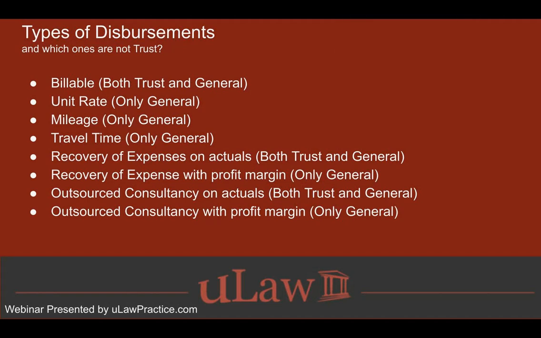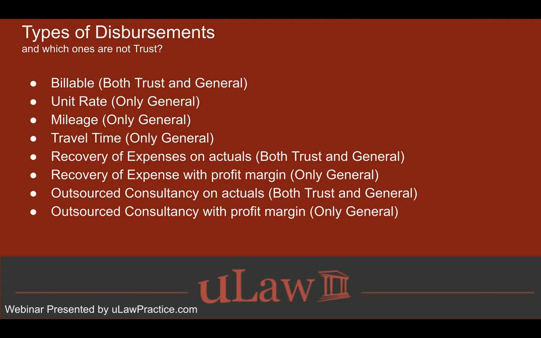So if you see here in the box, you wouldn't see anywhere that says only trust. You can see only general, and you can see both trust and general. There is nowhere only trust because it is not mandatory for you to use only trust. Not everybody would have a trust account. That is what is kept in mind, and there is no such thing that says you can use only trust for a disbursement. It is good if you use trust for certain disbursements, like actuals, billables, and the expenses that are again on actuals. Consultancy on actual, expenses recovered on actuals, billable on actuals. Both trust can be used.